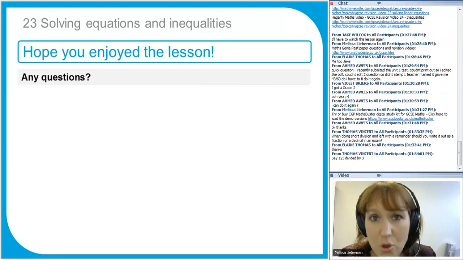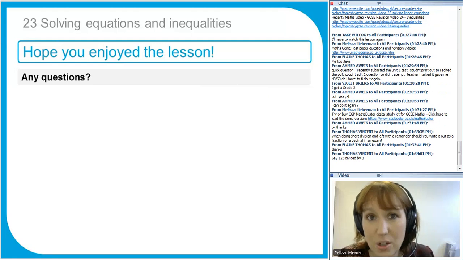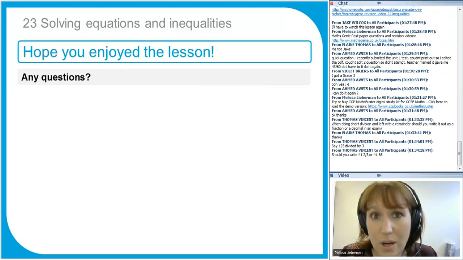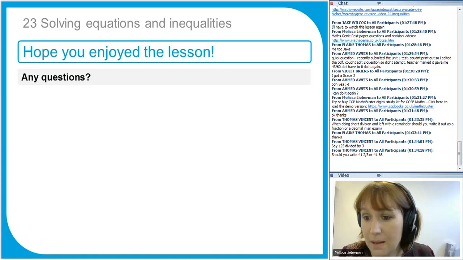If you want to be sure, have a look at some of the foundation tier paper ones, because you only need to use short division if you're doing a non-calculator paper, and the only non-calculator paper is paper 1. So have a look at some of the foundation tier paper ones and you should see the style of questions that come up. So say 125 divided by 3.